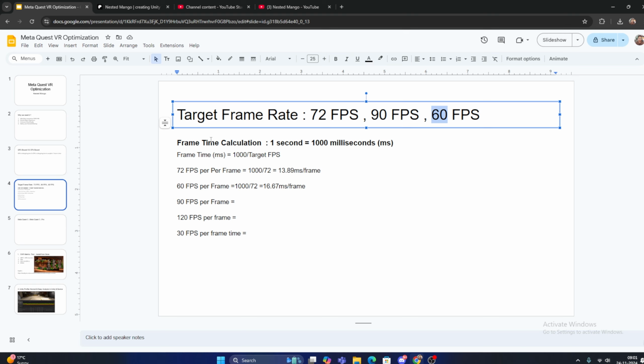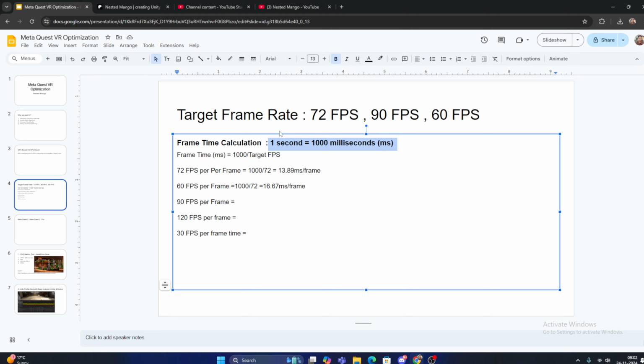What you have to calculate is, if it is 72 or 90 fps, how much time one frame takes. This is the basic unit. For 1 second, how many milliseconds are there? For 1 second there are 1000 milliseconds, so we represent it in ms. So this is the basic formula: frame time equals 1000 divided by target fps. It gives the ms per frame, like how much time one frame takes.